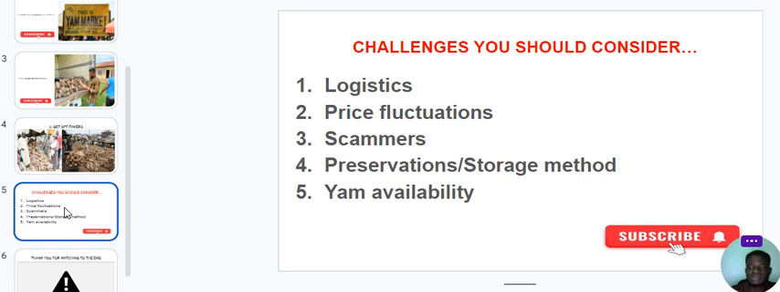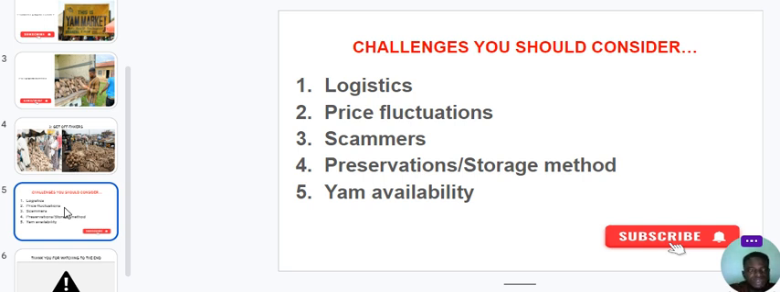So the price is not static. The price changes based on the type of yam, the size of the yam, and even the season. During harvest season, let's say by November, December, yam will be very cheap, because that will be the time when most of the farmers here in Benue State will be harvesting their yam. This is another piece of information: if you want to start trading yam this year, start making your plans towards November, December, January, February. Then yam is very cheap, and you can come and buy.